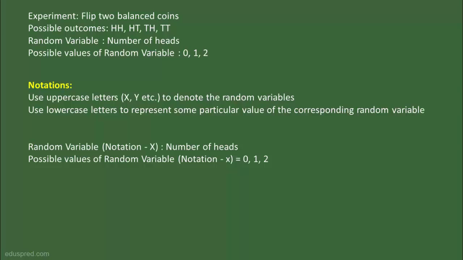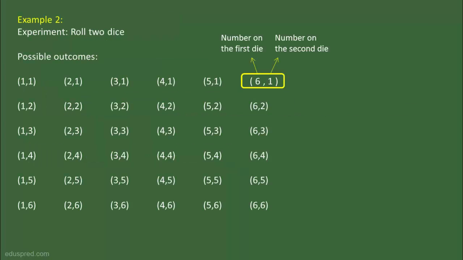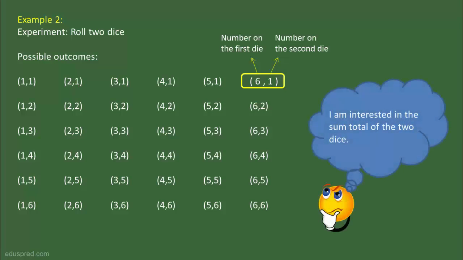Let's take one more example. Let's say we roll 2 dice and this is how we are describing the possible outcomes. Here the first number is the number on the first die and the second number is the number on the second die. So there are 36 possible outcomes in total. Note that here the outcomes are already numerical in nature. These are numbers. But let's say we are not interested in these numbers in this form. What we are interested in is the sum total of the 2 dice.